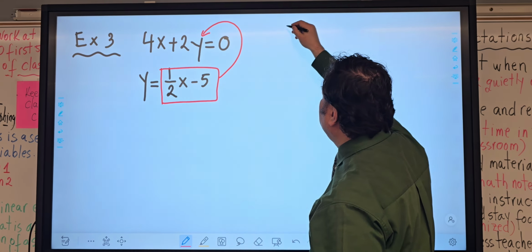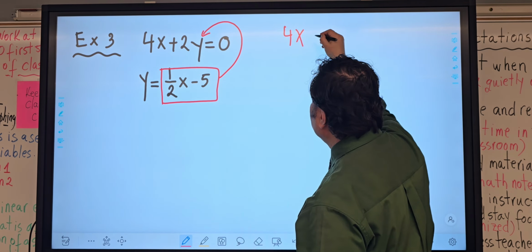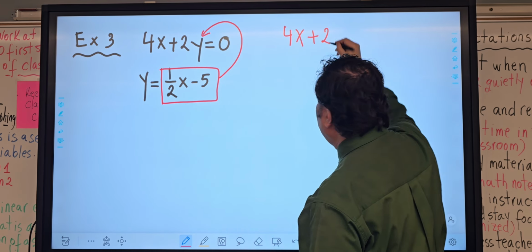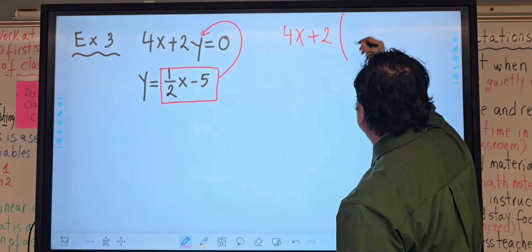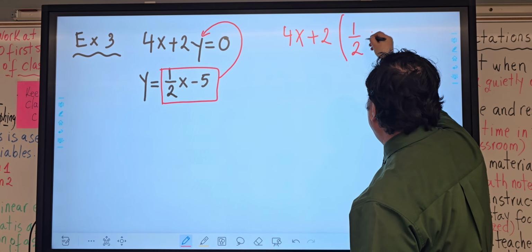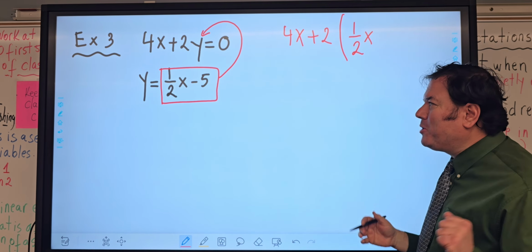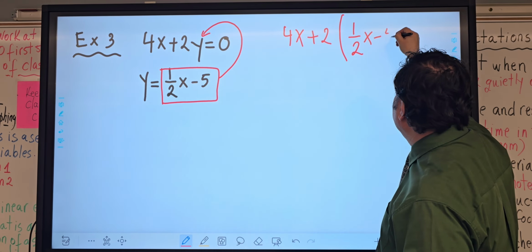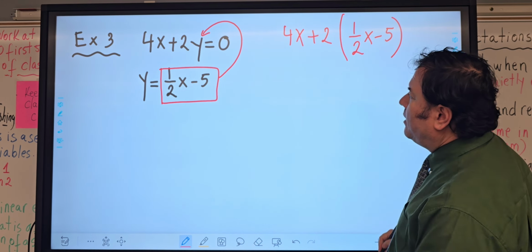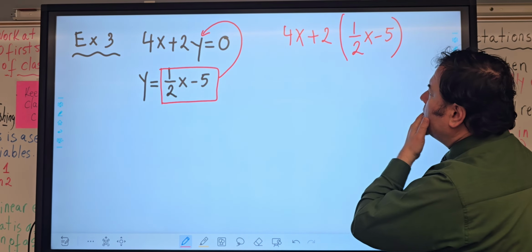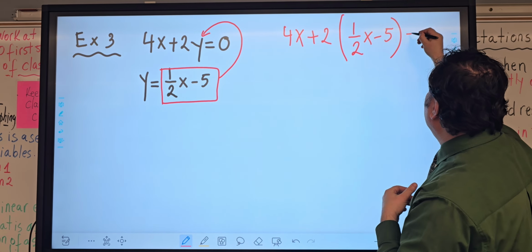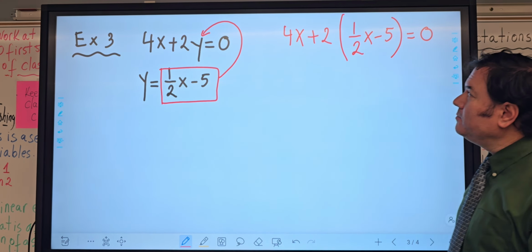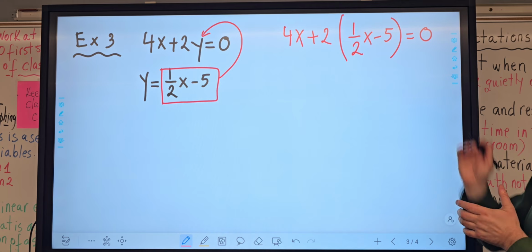So we have 4x plus 2. Instead of y, we put 1 over 2x. We have a fraction, but that's okay. Minus 5. And 1 over 2x minus 5. Okay. And then equals 0. Okay. And now we need to solve for x.